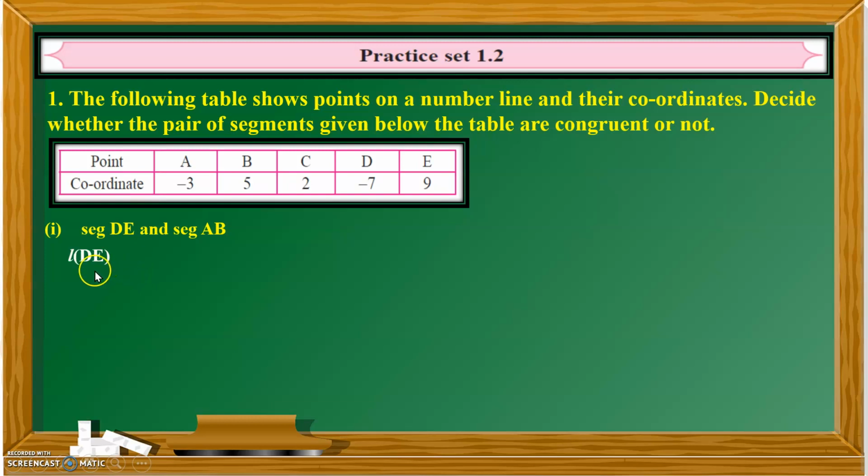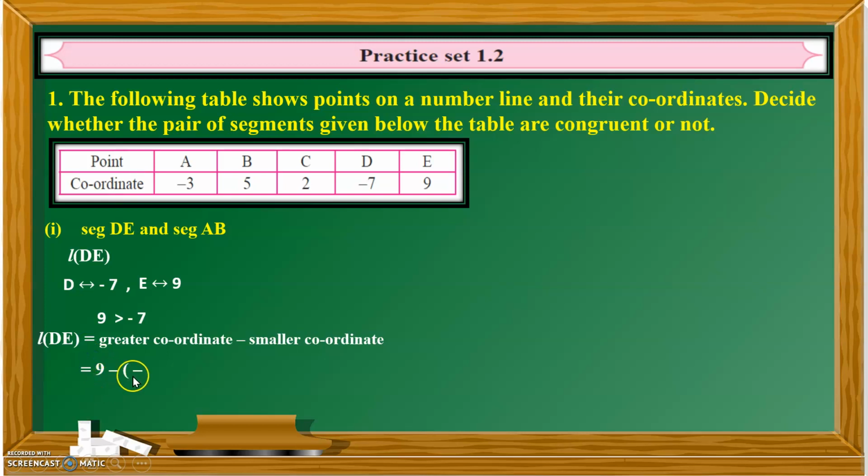So let's find out length DE. For this, we will consider the coordinates. We have seen this earlier. Then we find which coordinate is greater. Then we have the formula. Okay. Now we substitute in the formula. 9 minus of minus 7 equals 9 plus 7 equals 16 units. We call this statement 1.